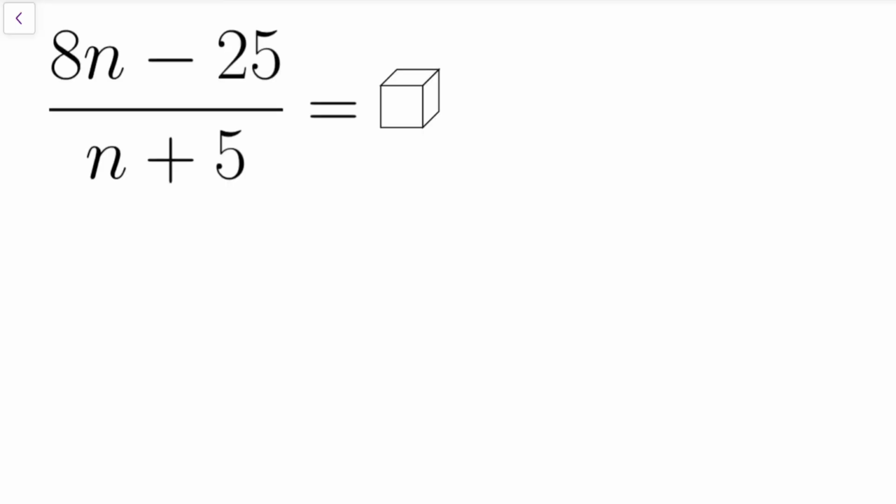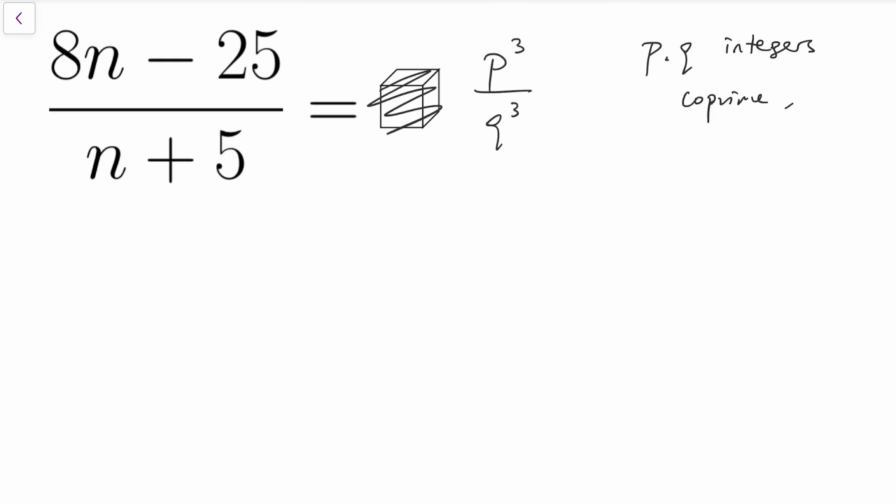To solve this equation, I'm going to rewrite this cube as (p/q)^3. So p/q is the desired fraction, the rational number, and there are some restrictions: p and q are integers that do not share any common prime factor. I call that coprime. And the denominator q is non-zero.